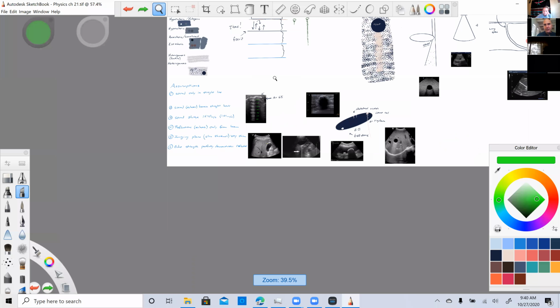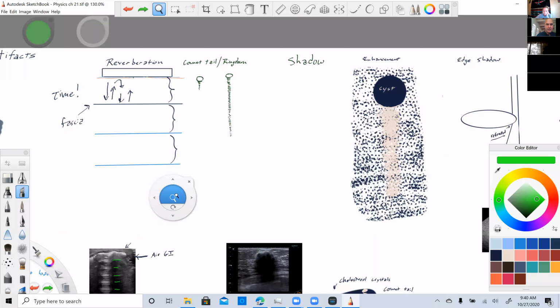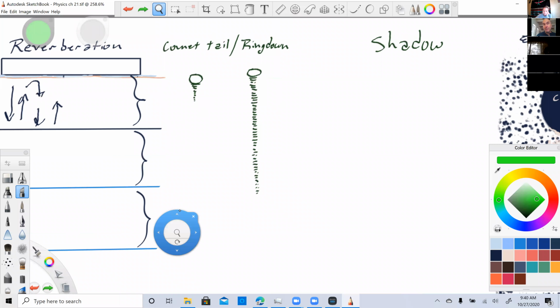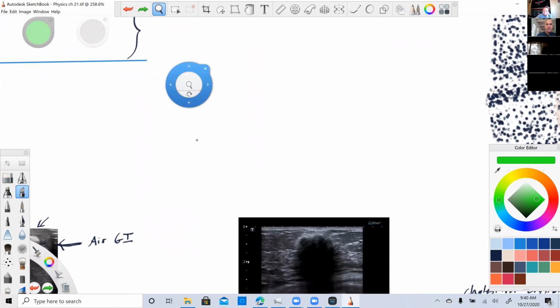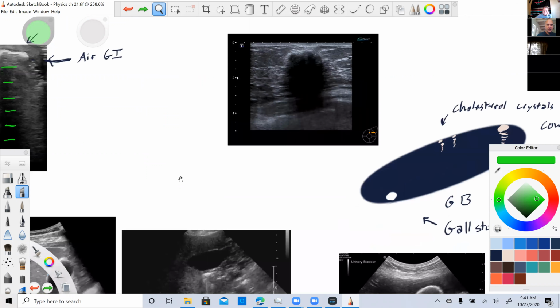And then very closely related are the comet tail and ring down. I've already mentioned in my book, comet tail peters out quickly and ring down goes all the way through. But they are both essentially reverb artifacts.